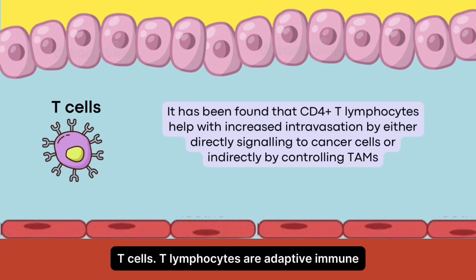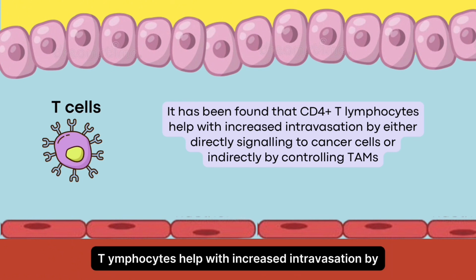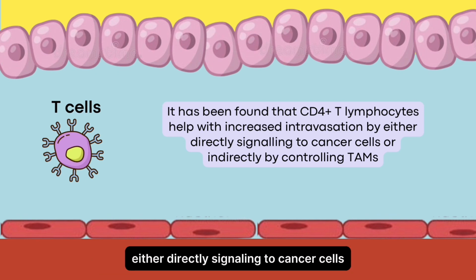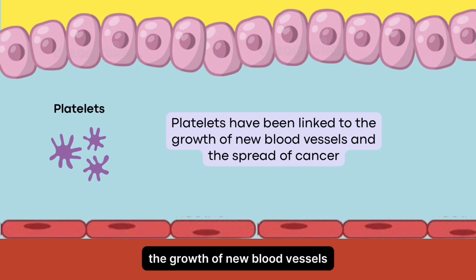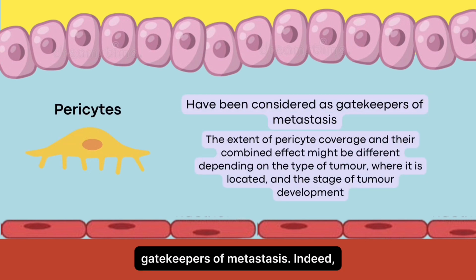T cells. T lymphocytes are adaptive immune cells that often get into the tumor surroundings as the disease gets worse. It has been found that CD4 plus T lymphocytes help with increased intravasation by either directly signaling to cancer cells or indirectly by controlling TAMs. Platelets have been linked to the growth of new blood vessels and the spread of cancer. Parasites have been considered as gatekeepers of metastasis.